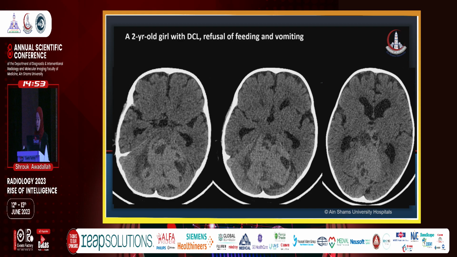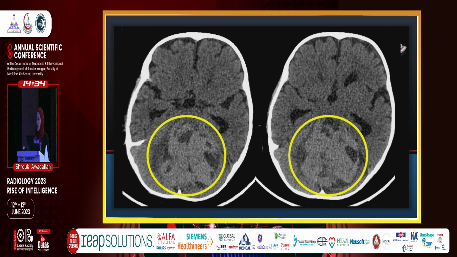It's a 2-year-old girl with a disturbed conscious level, who came to the ER unit with refusal of feeding and vomiting. Emergency non-contrast CT of the brain was done, and this is the CT brain. As we can see, there is a hyperdense heterogeneous large mass lesion occupying the posterior fossa.